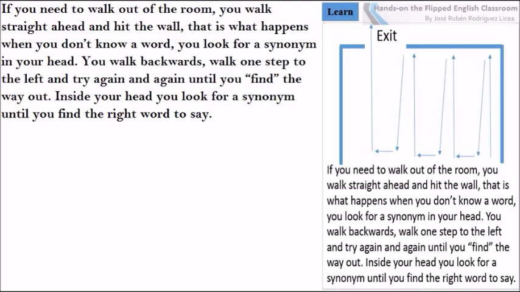If you need to walk out of the room, you walk straight ahead and hit the wall. That is what happens when you don't know a word. You look for a synonym in your head. You walk backwards, walk one step to the left and try again and again until you find the way out. Inside your head you look for a synonym until you find the right word to say.